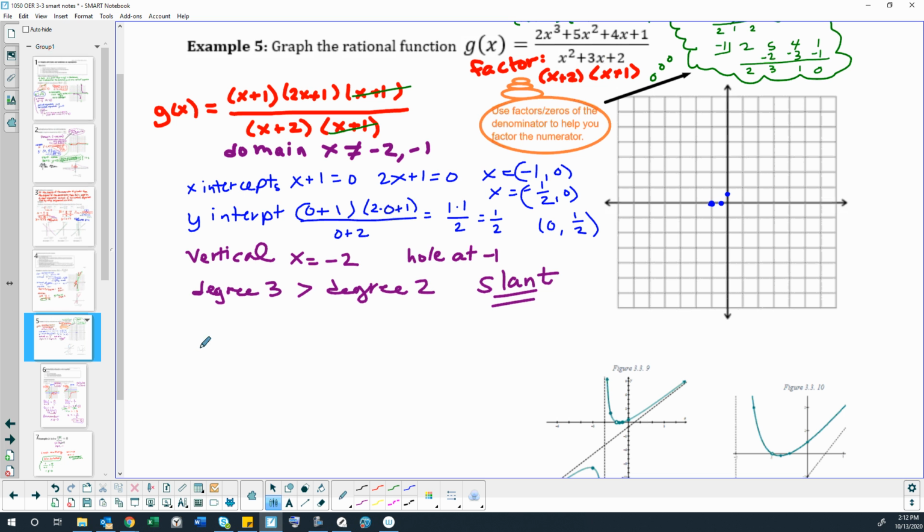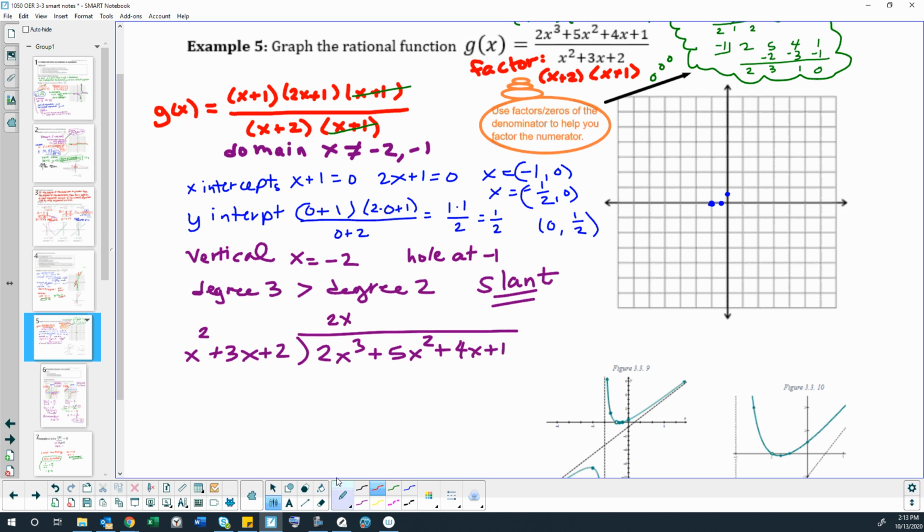This looks exciting. Let's go x squared plus 3x plus 2 divided into 2x cubed plus 5x squared plus 4x plus 1. Alright, so we're doing polynomial long division. What do we multiply x squared by to get 2x cubed? Well, the answer to that is 2x.